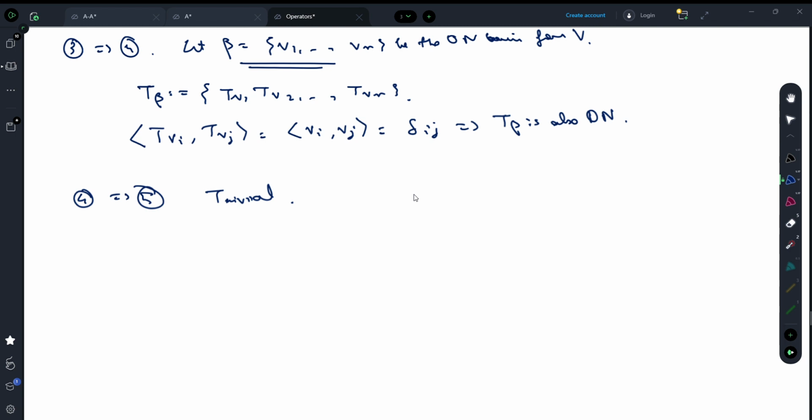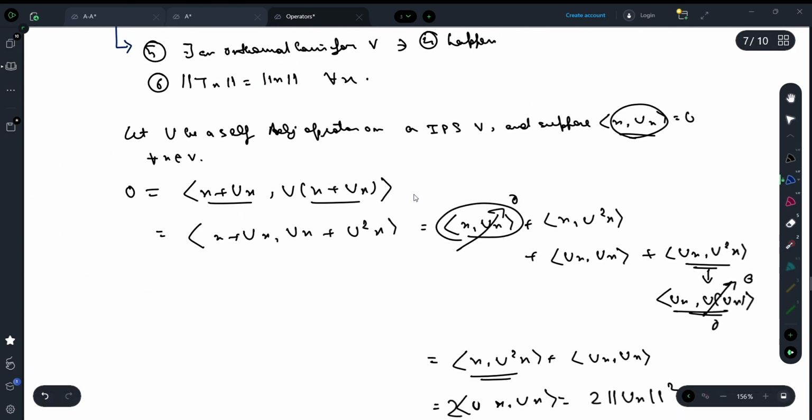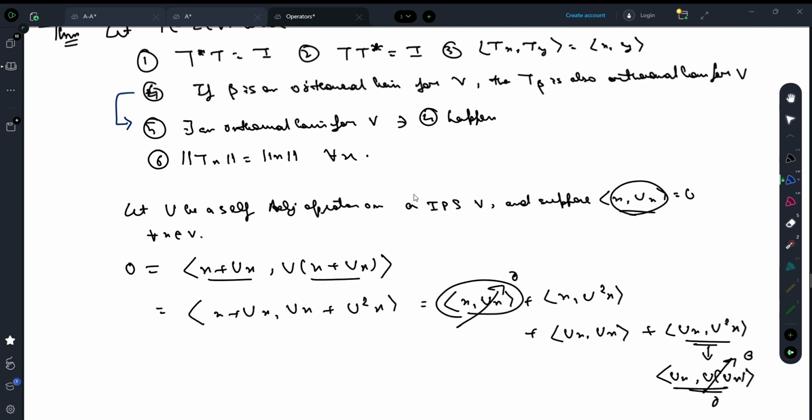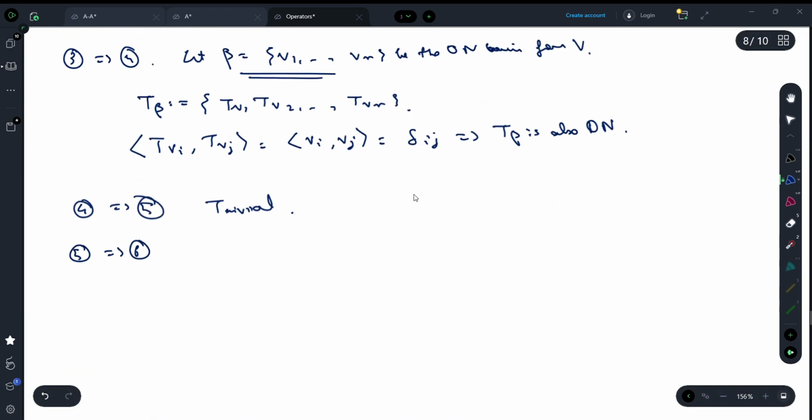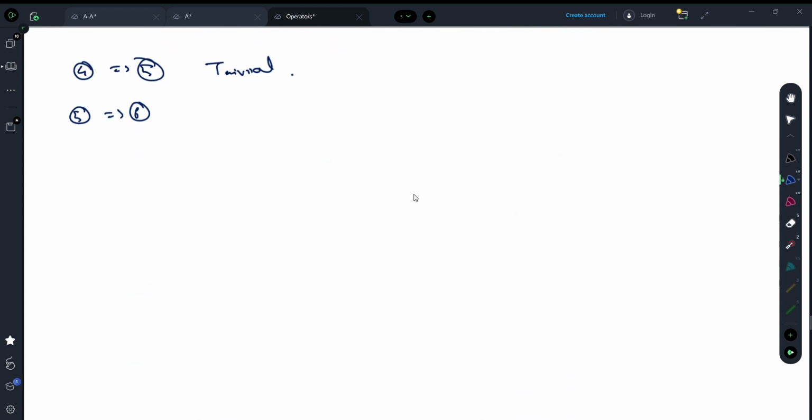How can I say that 5 implies 6? What was the sixth statement? Let me quickly go back. The sixth statement was that T is length preserving. How do I prove that? If I consider the existence of an orthonormal basis such that T beta is also an orthonormal basis, then I can consider that basis immediately.